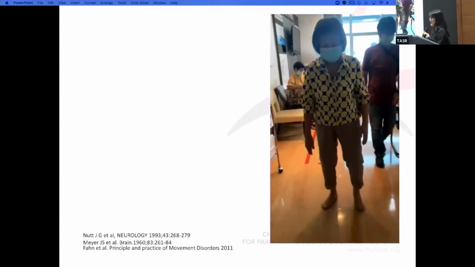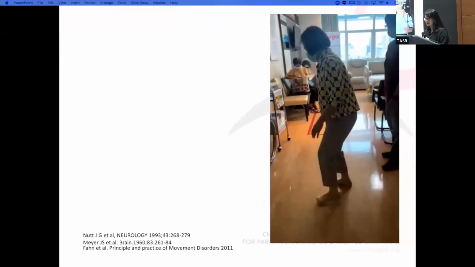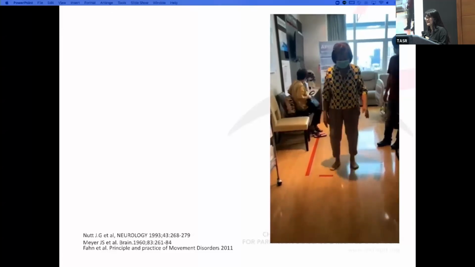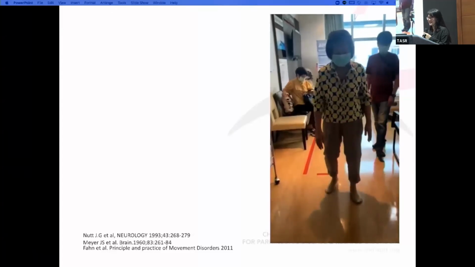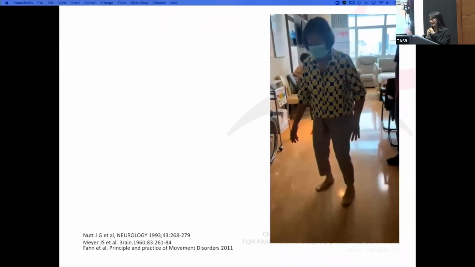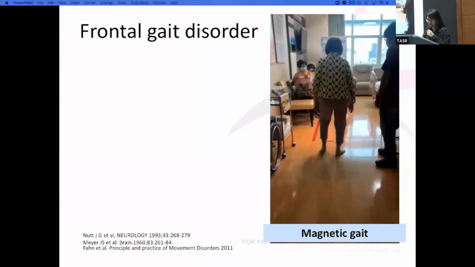Let's try again. Thank you. I see that this patient has a wide-based gait, small steps, and normal arm swing. And the patient has a history of cognitive decline for 1 year. I think this patient has a magnetic gait and NPH may be the diagnosis for this patient. Yes, thank you very much. That is the correct answer. Dr. Valongporn is very happy. This is the magnetic gait, and it can be seen in frontal gait disorder.